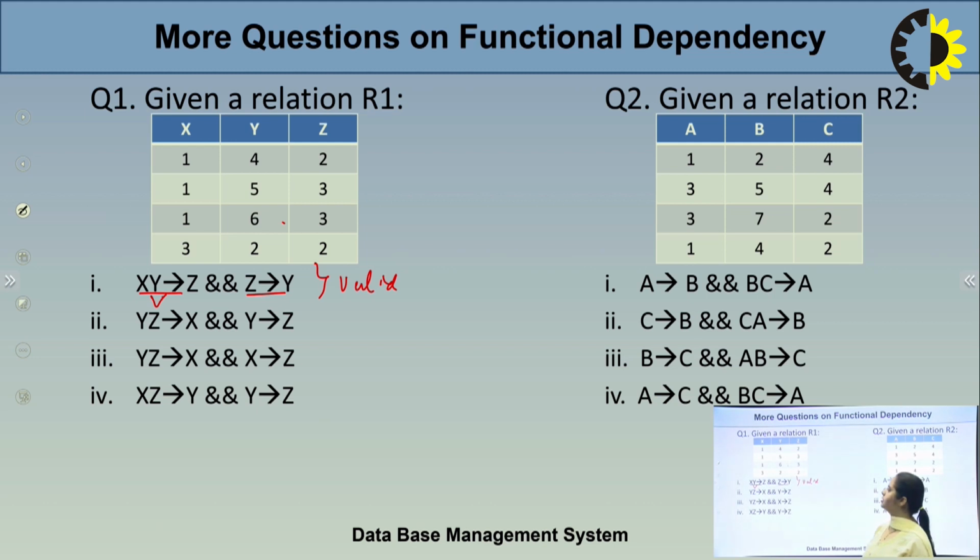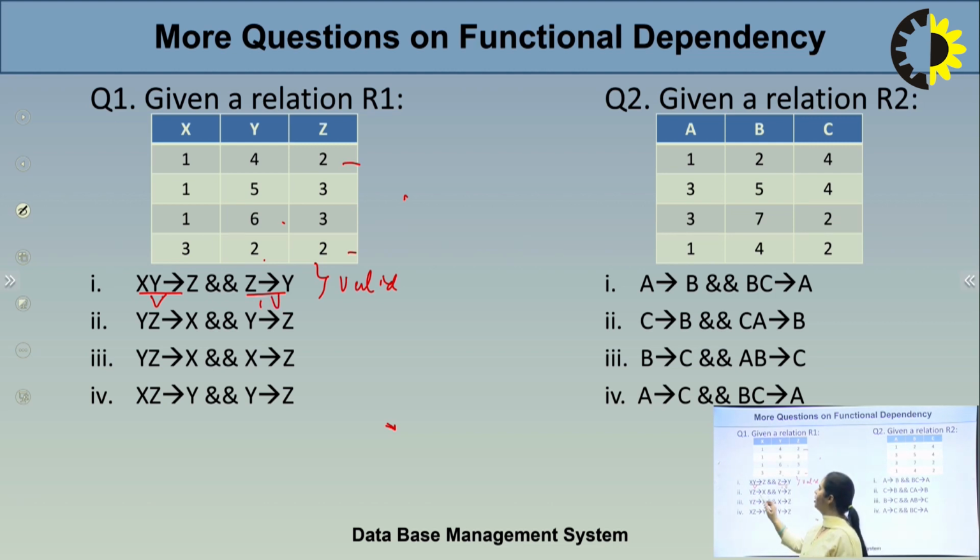Now, check for Z. Here, 2 is repeated two times, and 3 is repeated two times. On 2, I am getting the Y value 4, and on 2, I am getting another value. Here is the violation of the functional dependency rule. So, this functional dependency is invalid.